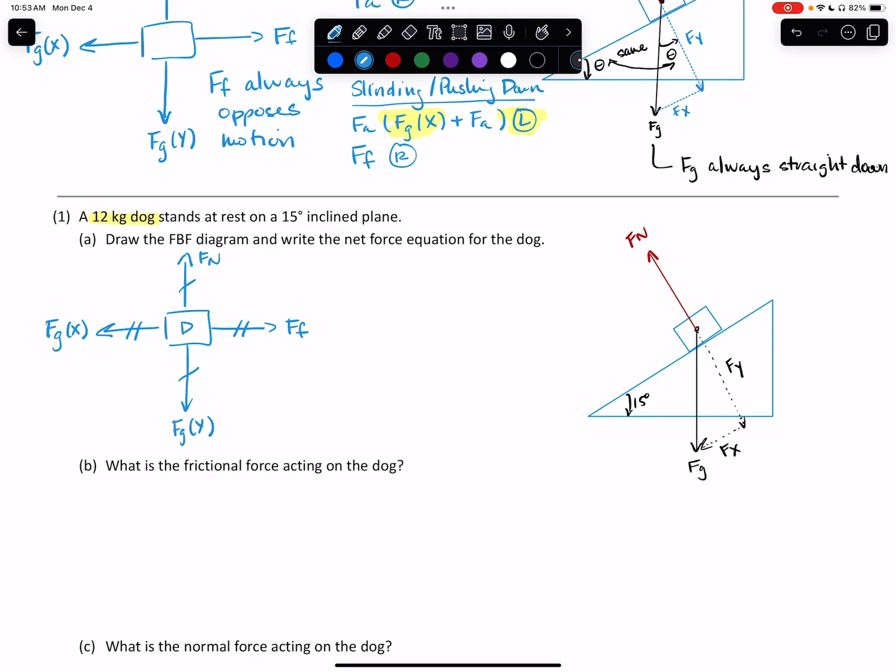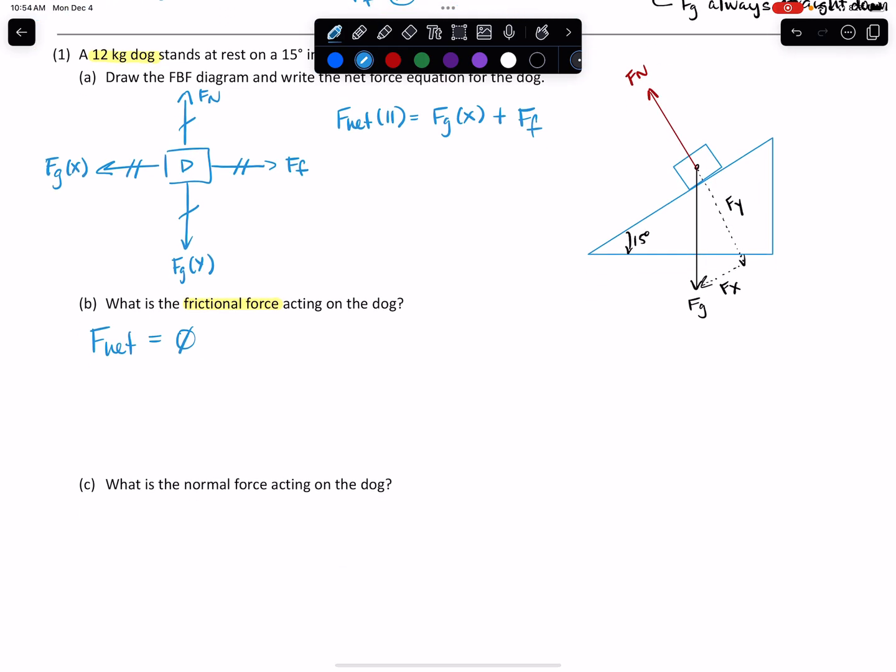All right, so I'm going to focus on the net equation for the forces that are parallel to the motion, and those are my gravitational force in the x component plus my frictional force. Okay? What is the frictional force acting on the dog? Okay, so I need to figure out what that force due to friction is. All right, so I got to think about what's going on. I know that the dog is not moving, and so that tells me that F net is equal to 0.